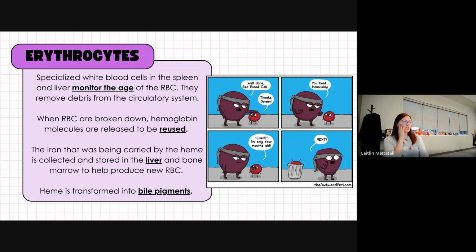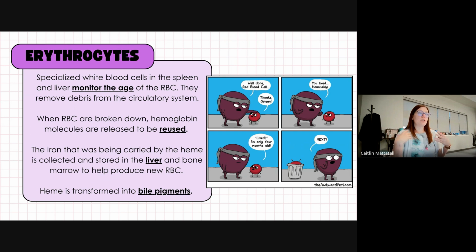And we have specialized white blood cells that we have in our spleen and in our liver that are looking at the age of these red blood cells just to make sure that they're not living too long and that they're also not dying before they're ready to. And they help to remove all of the ruptured bits of our red blood cells so they're not just bumping around our circulatory system to help keep us nice and safe.